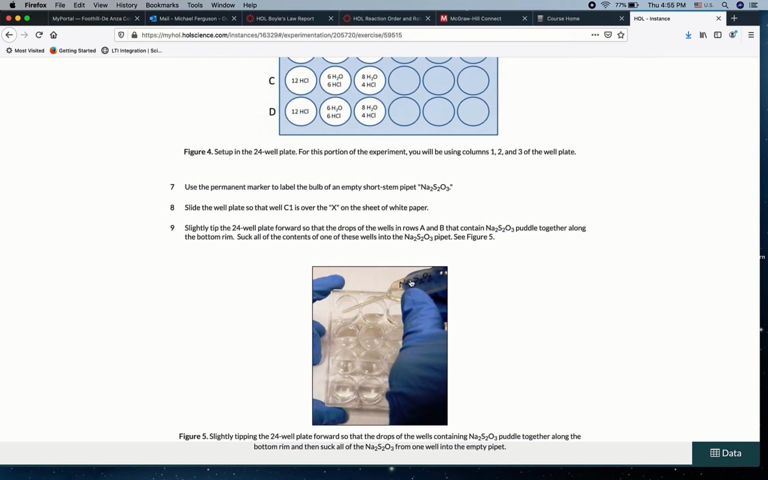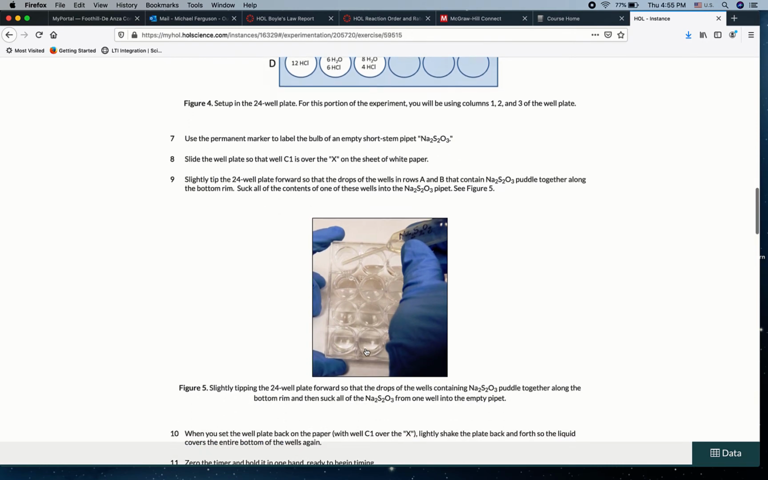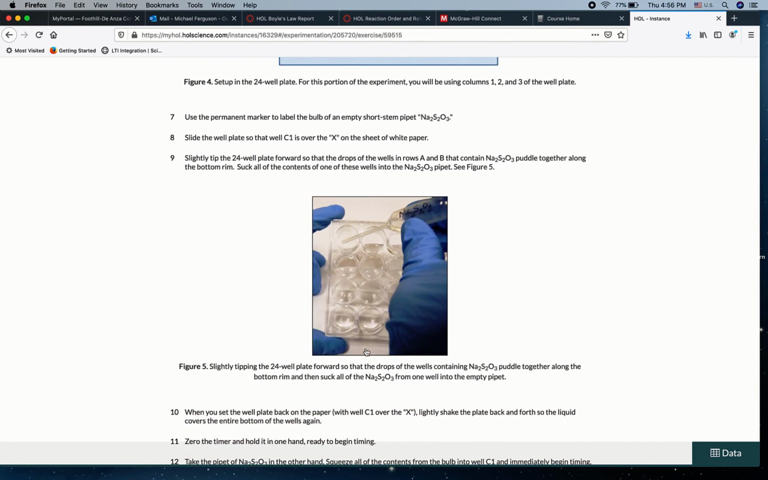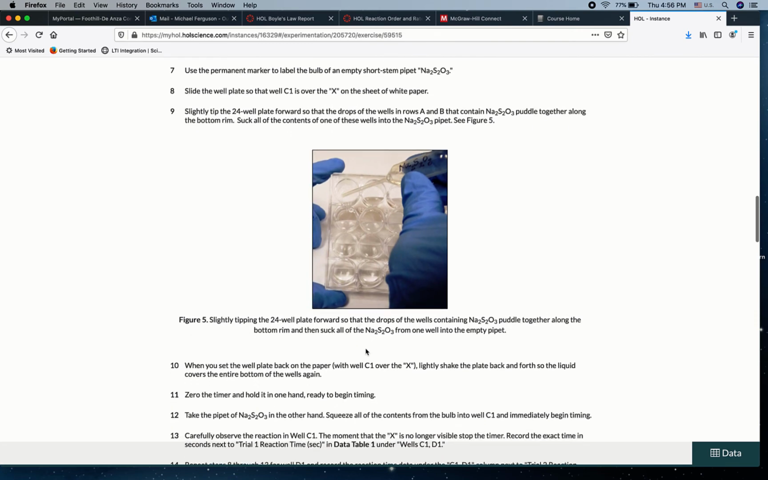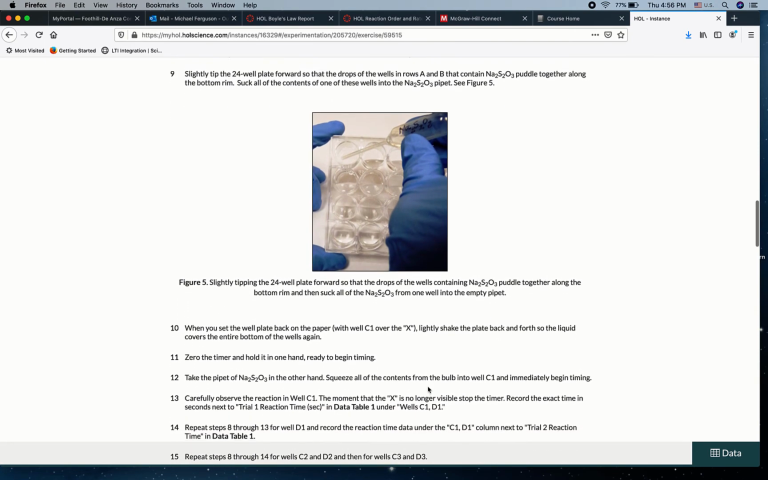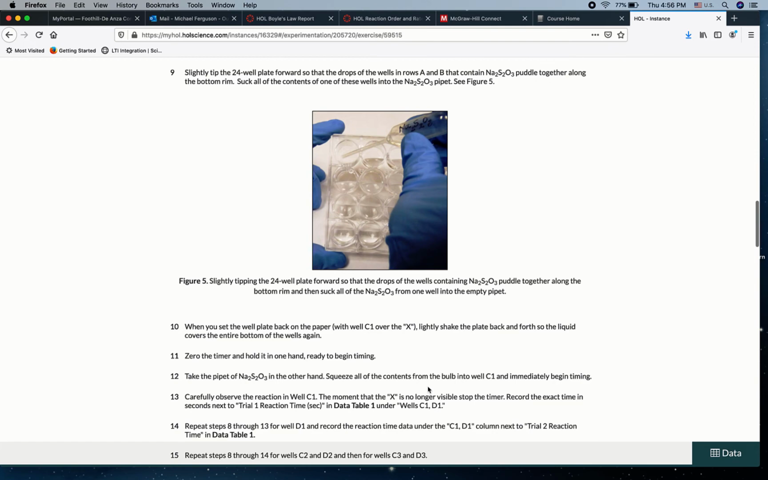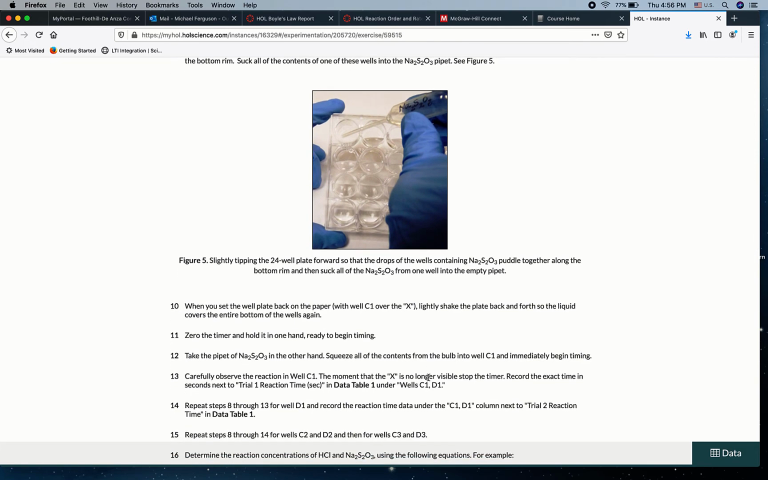But then you suck up all the sodium thiosulfate, and then you put the well plate back down, and then you get your timer. Oh, and so you use a watch. I just use my cell phone. I think everyone probably has access to a timer on the smartphones. So that's what I've been using for this. But you can use anything that will record time, and you need it in seconds.